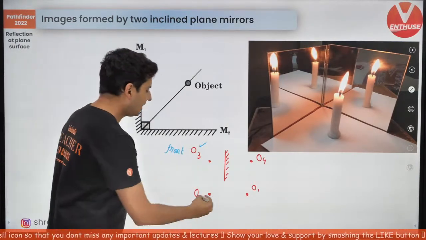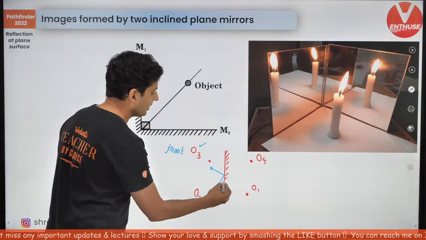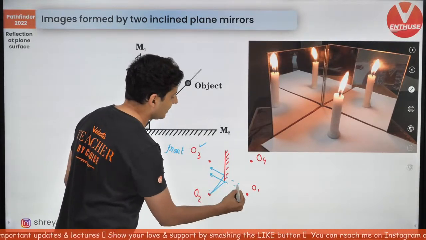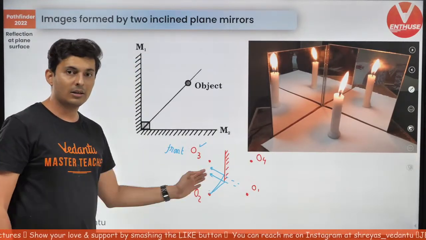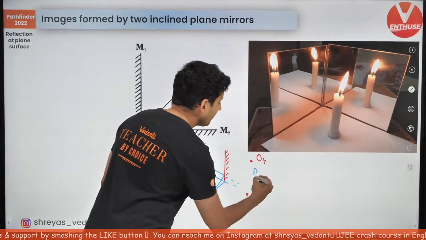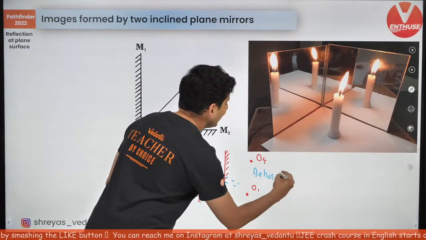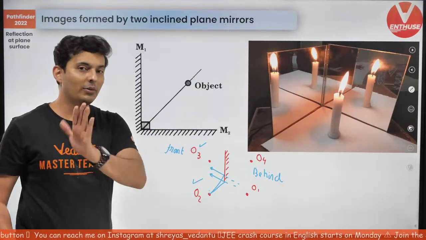I agree, but there will be rays which will be going like this. They will be getting reflected, right? They will be going like this. They will be getting reflected. They will definitely produce image behind. So O2 will also produce reflection. They will also produce image. But O4 and O1, they are behind the mirror. So whenever objects are behind the mirror, they will not be able to produce any images.